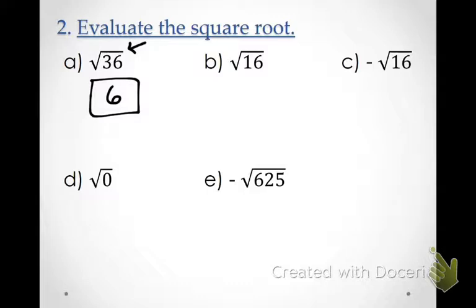Square root of 16. What would that be? 4, okay? Because 4 times 4 equals 16. Once again, you can see right here, I've got a positive radical sign, so my answer has to be positive. Let's go to problem C.